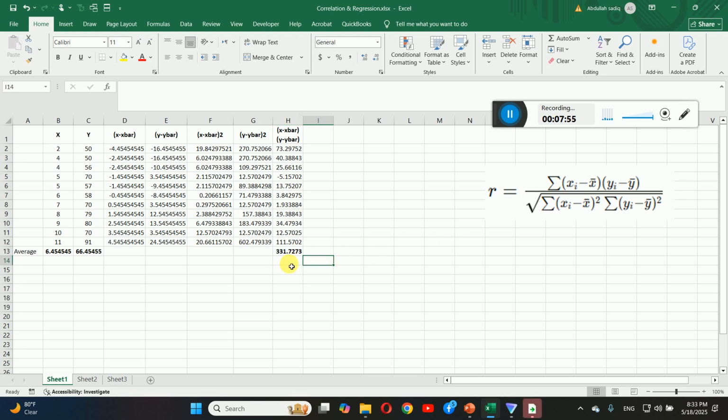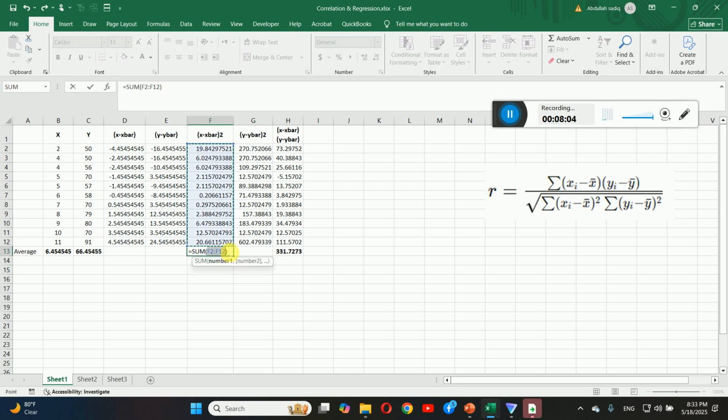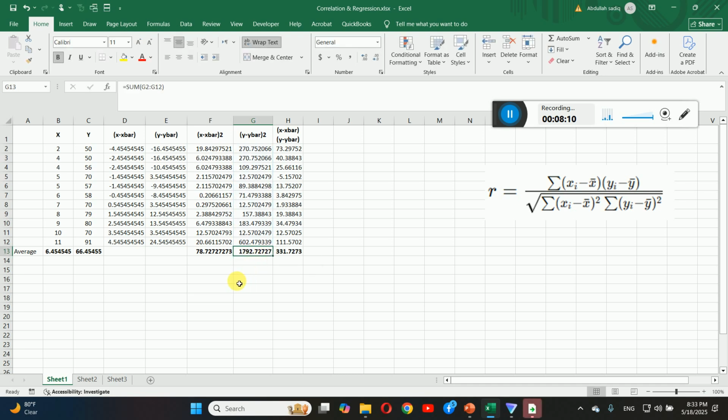Okay, next we have the x minus x bar. You just take the summation of x minus x bar. This is the summation of x minus x bar, right? And then take the summation of y minus y bar simply. So we found all the values.